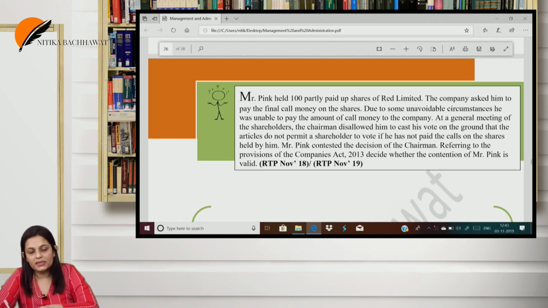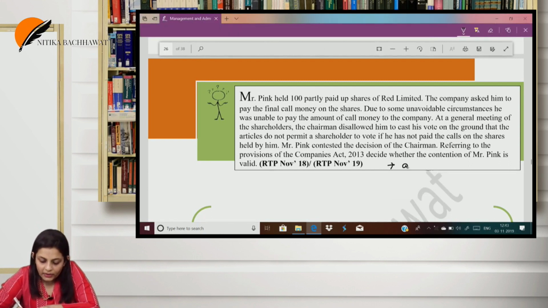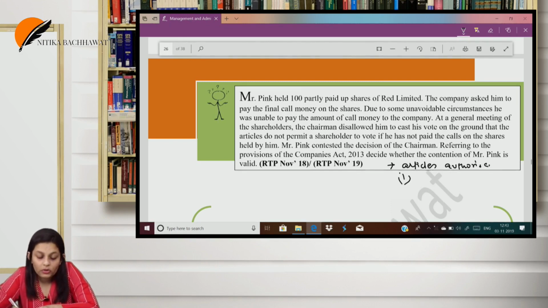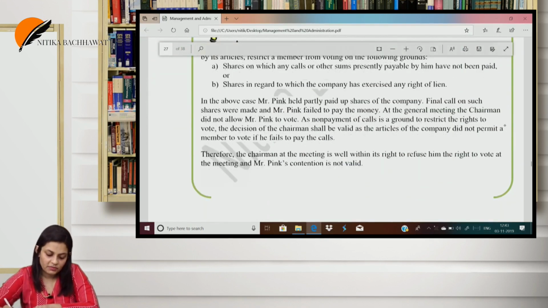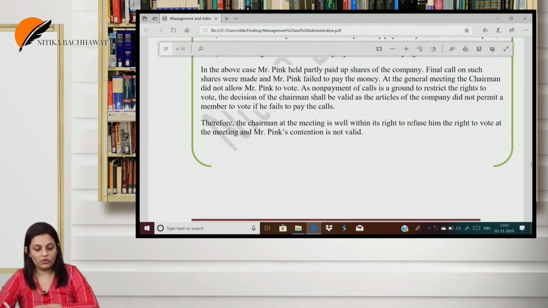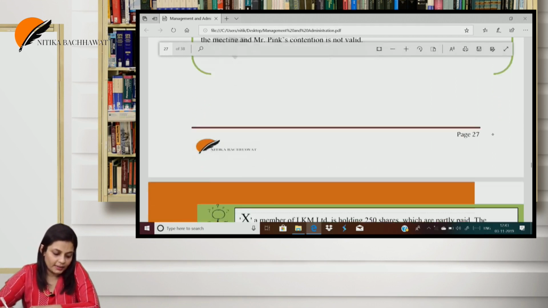Restriction on voting rights as given under section 106 can be done if the articles authorize. Restrictions on voting can be done only if the articles authorize, and only on two grounds: non-payment of calls or company exercises a lien on shares. On no other grounds can we restrict the voting. Can we restrict him here? Yes. Chairman is well within his rights to refuse him the right to vote at the meeting, and Mr. Pink's contention is not valid.